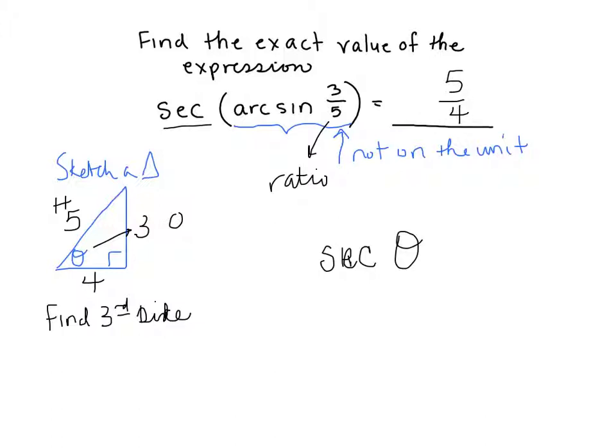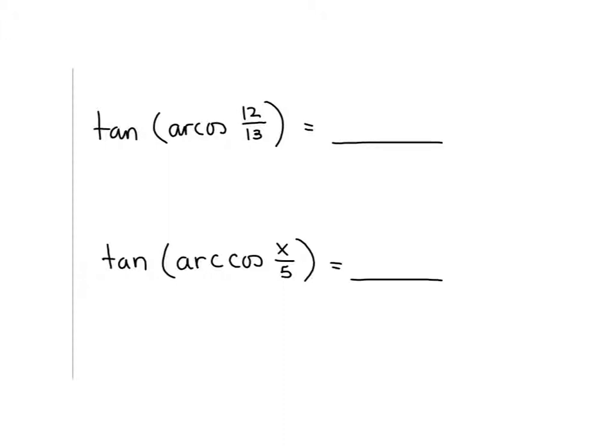So there's a bit involved here, but you recognize it's not on the unit circle. This is a ratio. You use the ratio to sketch a triangle right here. Find the third side, and then write the ratio, and that's how you get the answer. Okay, let's do a couple more, and this will be it for the lesson.